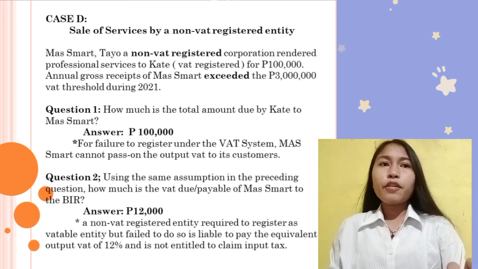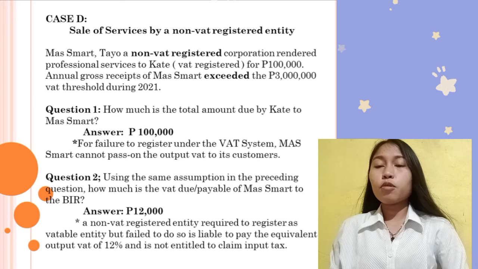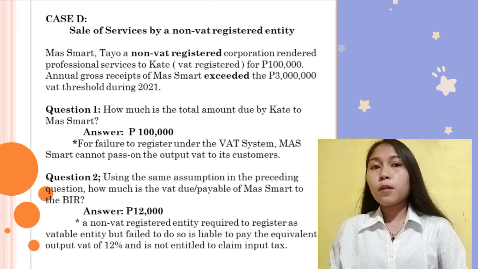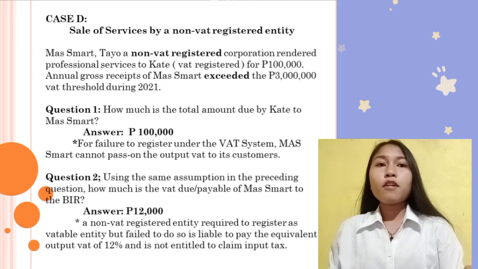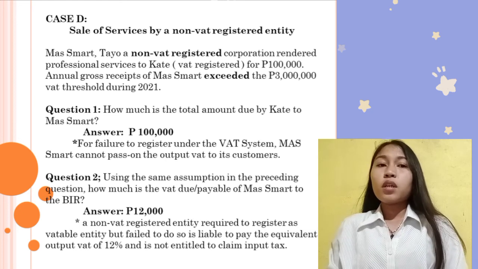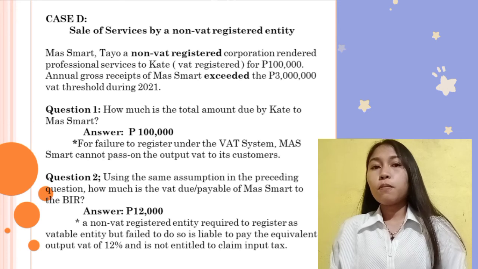The rendered services is 100,000. It will be computed as sales times 12%, because 12% is the value added tax. So 100,000 times 12% is equal to 12,000. So that is the payable of Masmart to the BIR. A non-VAT registered entity is required to register as a VATable entity. Needed unta si Masmart tayo na magpa-register, but failed to do so. So it is liable to pay the equivalent output VAT of 12%. It's not entitled to claim input tax.